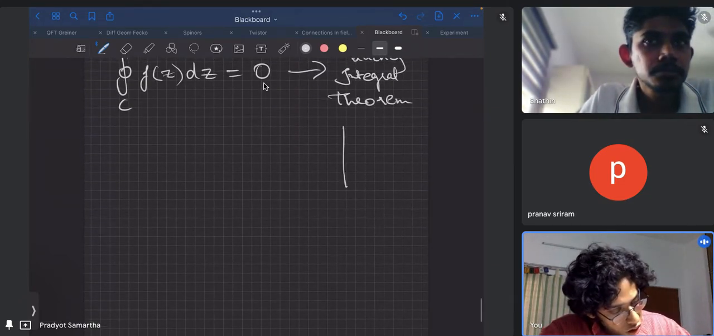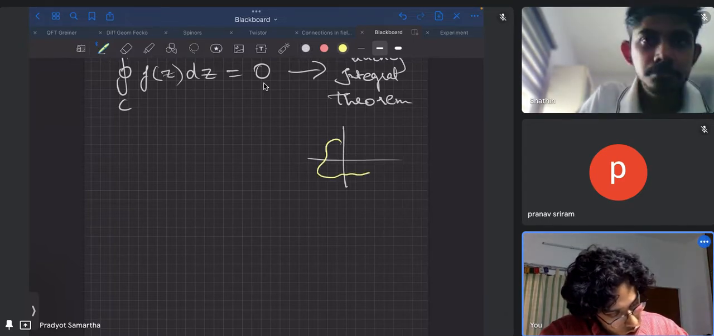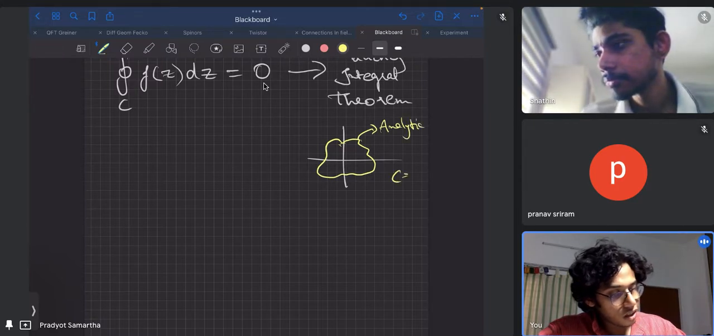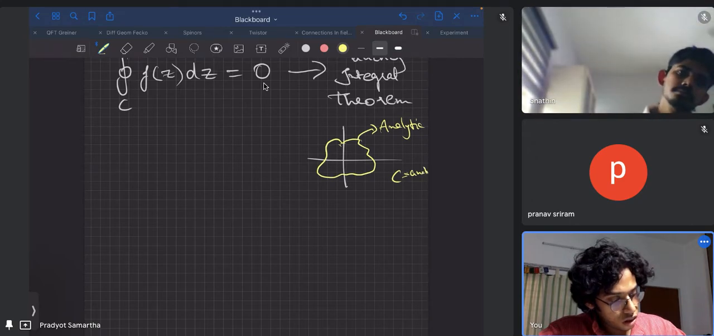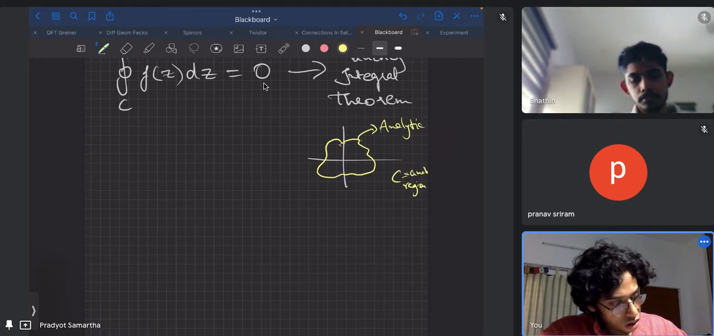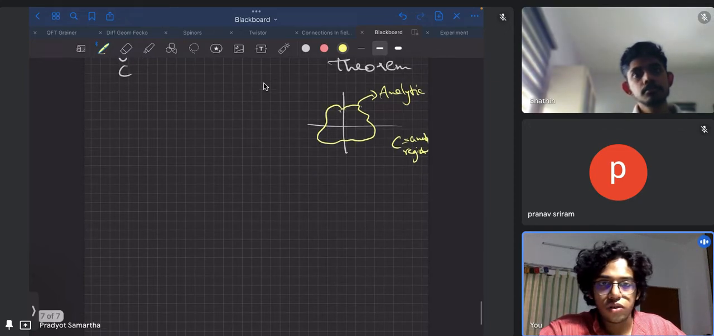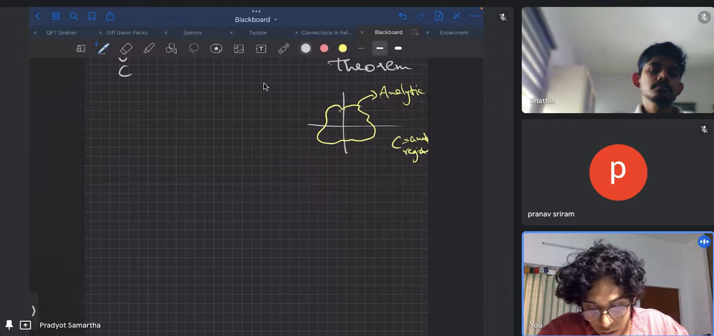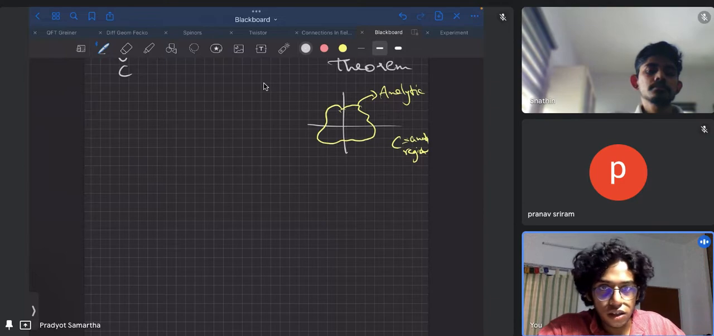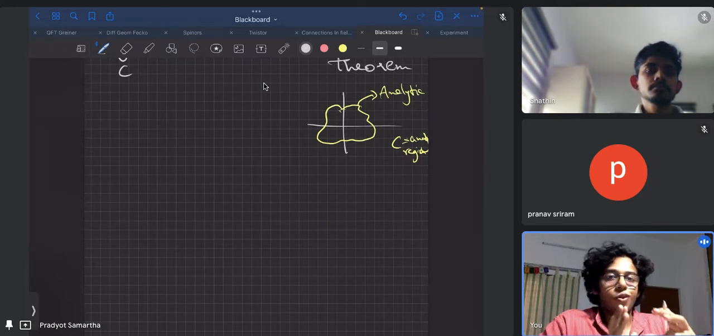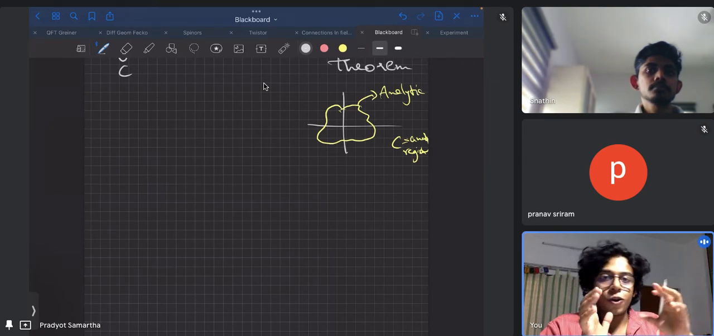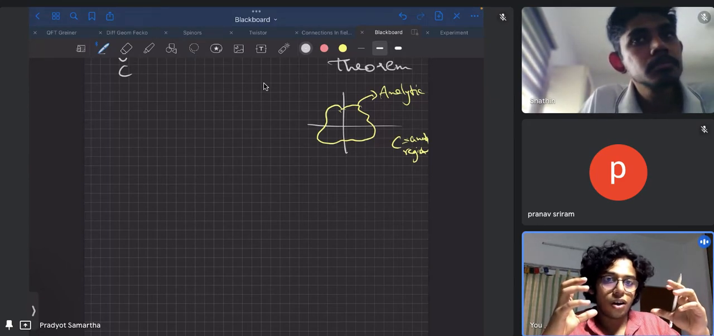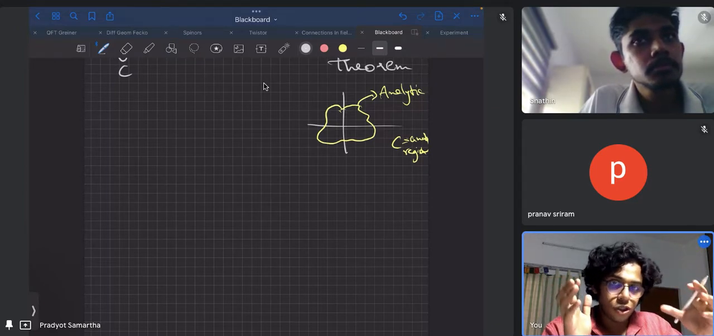Let me just put it up again here. This whole region should be smooth analytic. That means C is an analytic region. Now, when you write the partial derivatives, the idea is that the partial derivatives of u and v are continuous. Because of the Cauchy-Riemann theorem, you can re-express the whole integral using vector calculus, the Stokes theorem, to make it vanish.